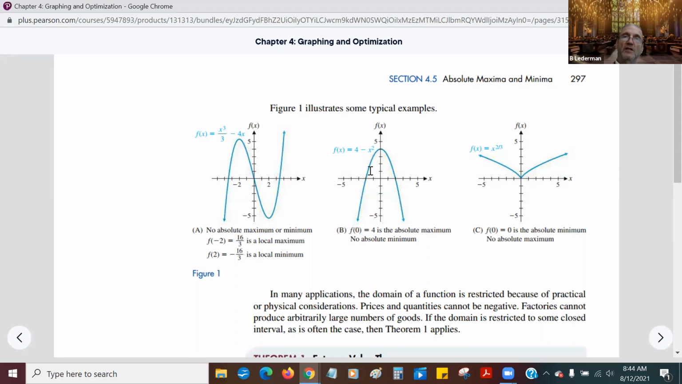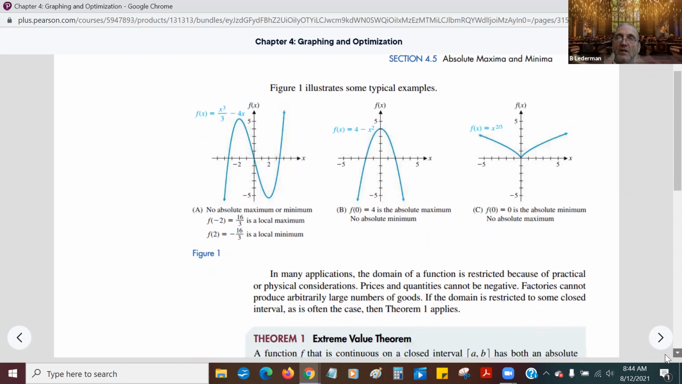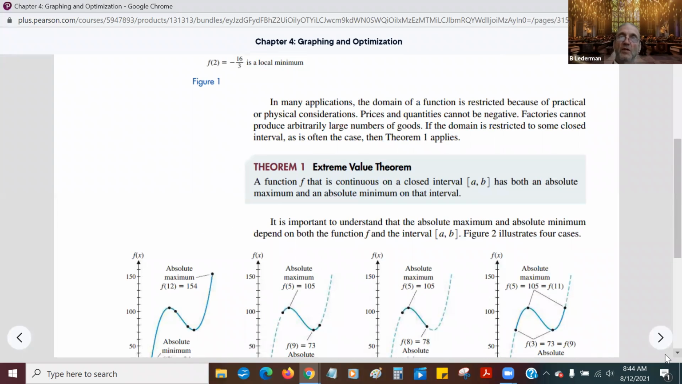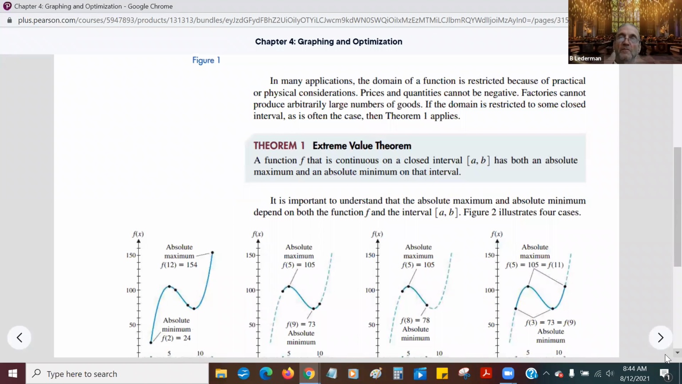Now, this one does have an absolute max because this local max is also the absolute max. You can just see it from the graph. And this point right there is the absolute min. Now, this graph has a min, but there's no absolute max because it goes up forever. And this has a max, but there's no absolute min because it goes down forever. So there's a lot you can get just from looking at the graph. Now, there's something called the extreme value theorem.